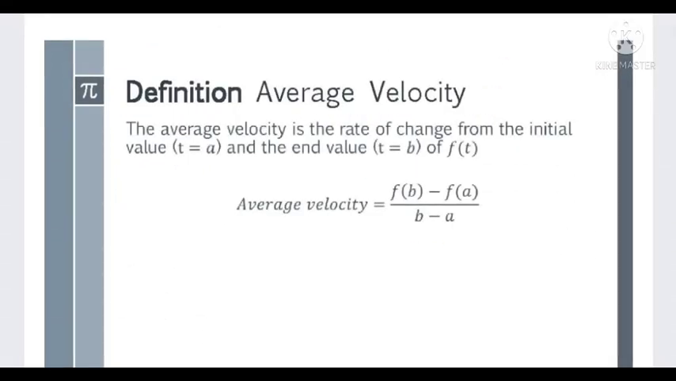Definition for average velocity. The average velocity is the rate of change of f of t from the initial value t equal to a to the end value t equal to b. Average velocity is equal to f of b minus f of a by b minus a.